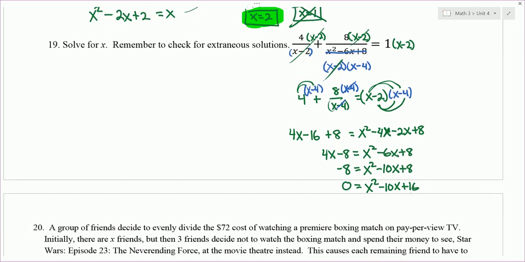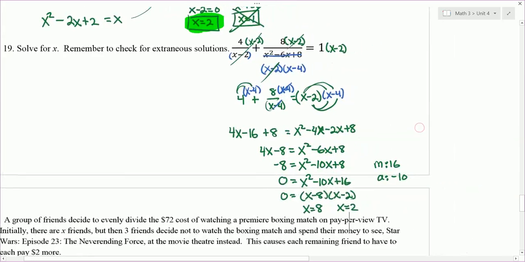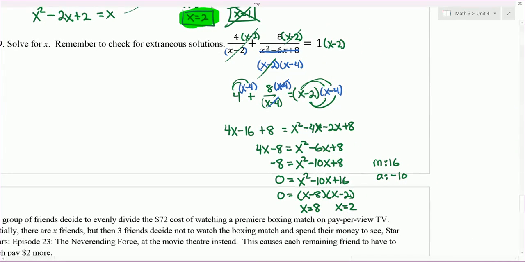We're looking for two numbers that multiply to 16 and add to negative 10. That's negative 8 and negative 2. So the first one gives us x equals positive 8. The second one gives us x equals positive 2. Let's make sure we can have those as answers, or see if they're extraneous solutions.